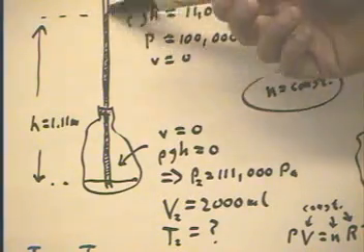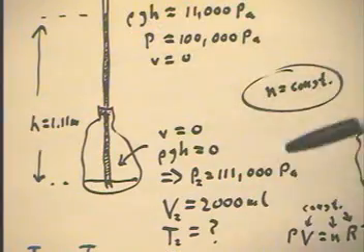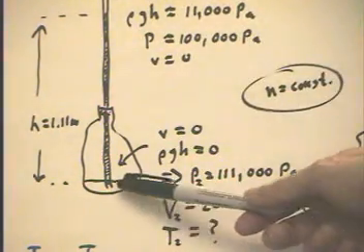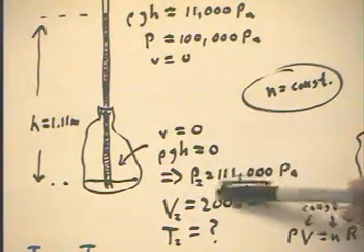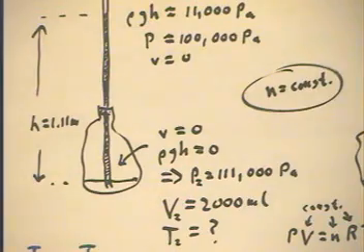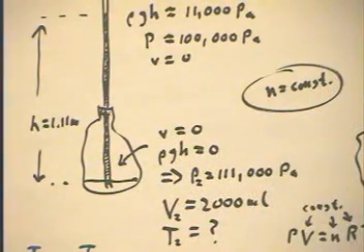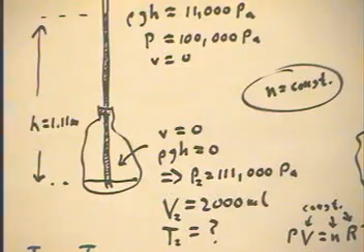The rho gh here is your 11,000 pascals. Pressure is atmospheric, which we round off to 100,000 pascals. Velocity is 0. Going to use Bernoulli's equation. Comparison with what we have down here shows us that the pressure down here has to be 111,000 pascals, or 111 kilopascals. We're assuming a volume of 2,000 milliliters, and we want to know what the temperature has to be to accomplish that.